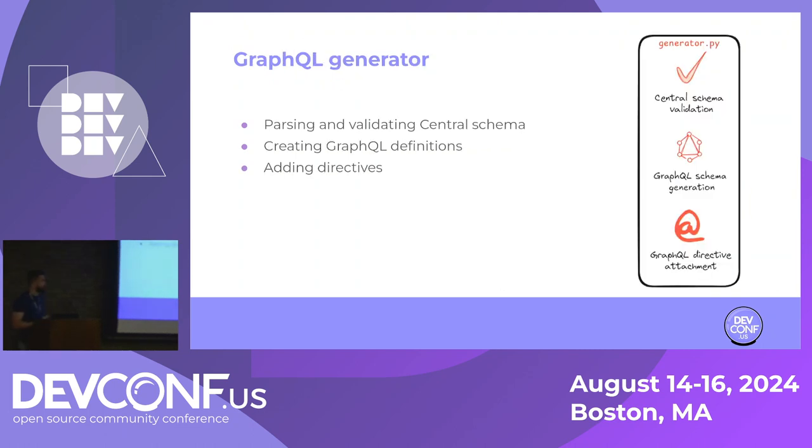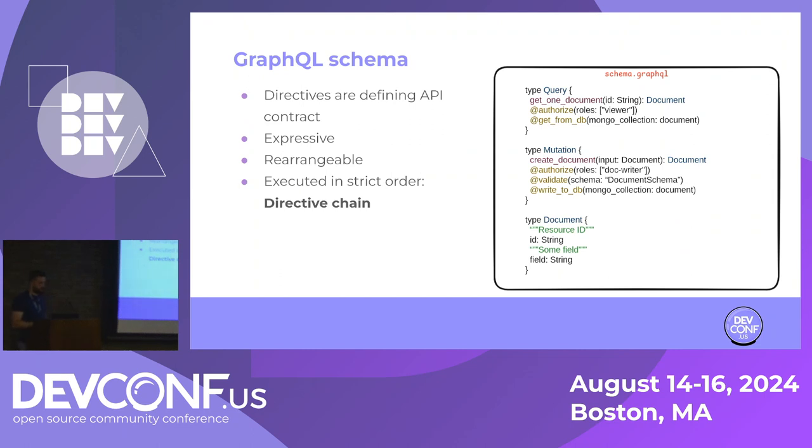All right, to produce a GraphQL schema, you need a GraphQL generator in our architecture. What is a GraphQL generator? It's a simple Python module that works in several steps. First, it validates the central schema, then it transforms it to the GraphQL definitions, and at the end, the GraphQL generator will attach directives. Finally, the generator will dump the final GraphQL schema to a file.